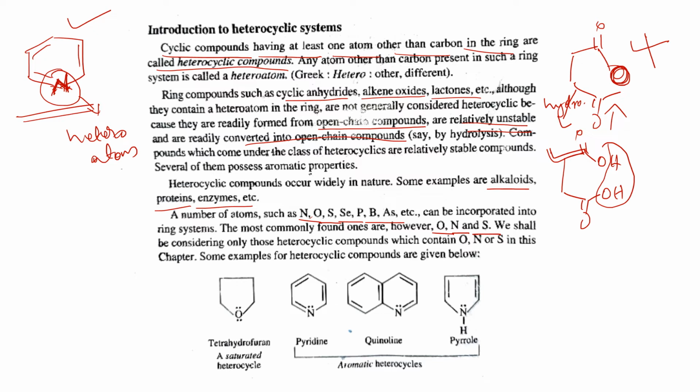Now, let us consider some examples for heterocyclic compounds. The first one is tetrahydrofuran, which is a saturated heterocycle. This is not an aromatic compound. And another one is pyridine, quinoline, pyrrole. These three are aromatic heterocycles.